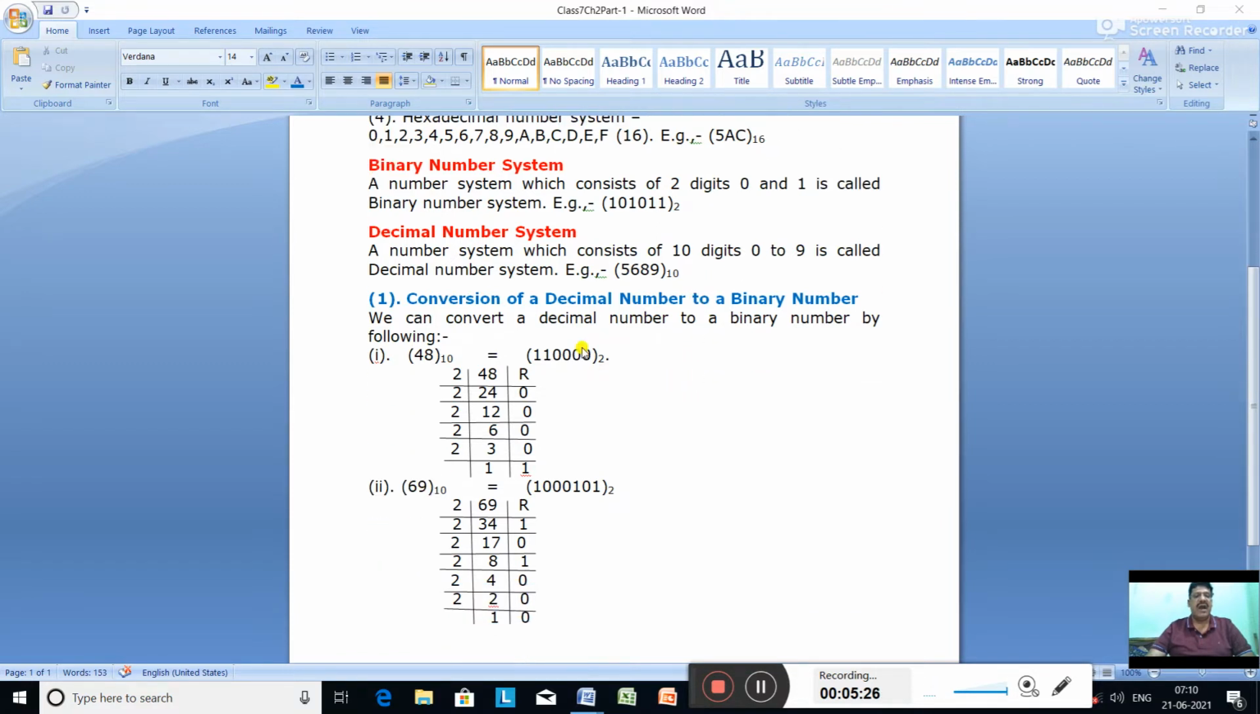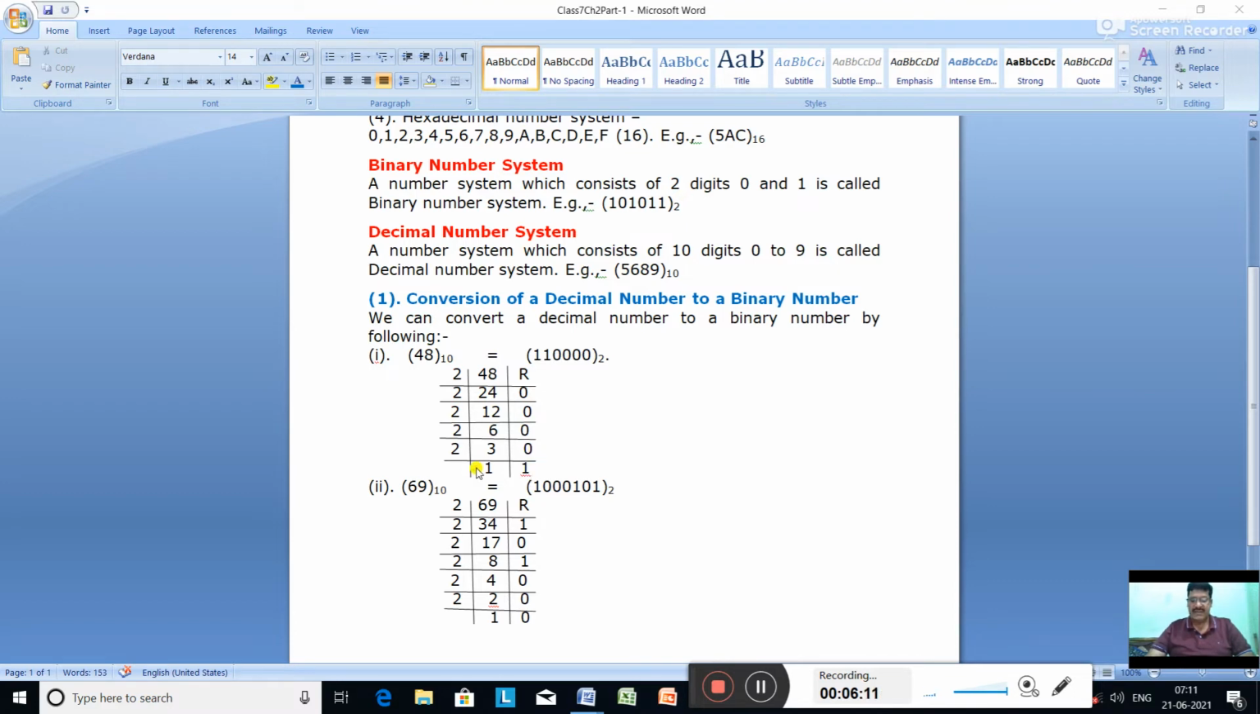Now let us see how to convert a decimal number to a binary number. We can convert a decimal number to a binary number as follows. We always divide the number by 2 only, because the binary number system has 2 digits. Suppose 48 is divided by 2. What comes? 24 comes. Again 24 will be divided by 2. So proceed the division with the divisor 2 till you get 0 as dividend. You go on dividing.